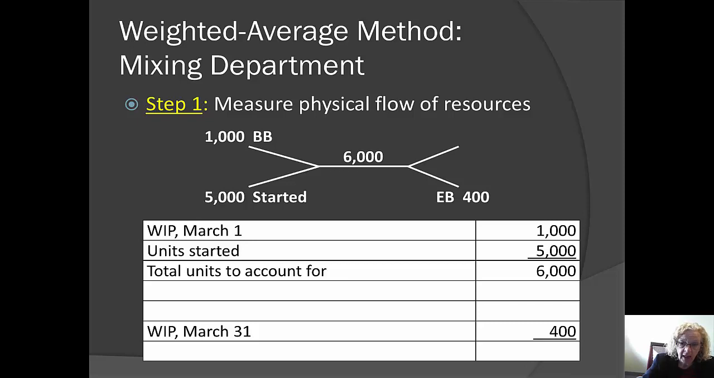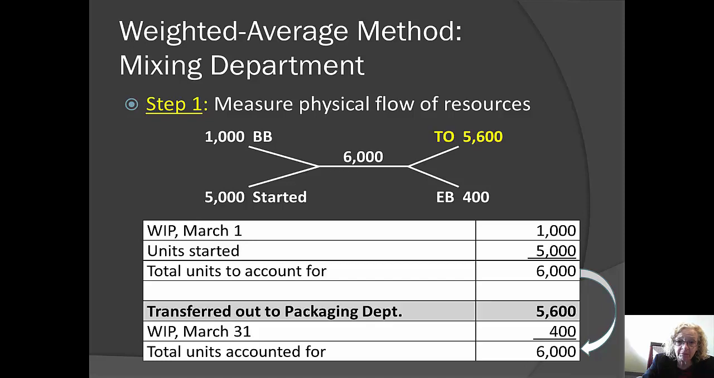Well, we know that we must have worked on 6,000 units. And we know that all costs have to go somewhere. So out of 6,000 units, if 400 didn't get finished, that implies that 5,600 must have gotten finished, and they must have been transferred out.